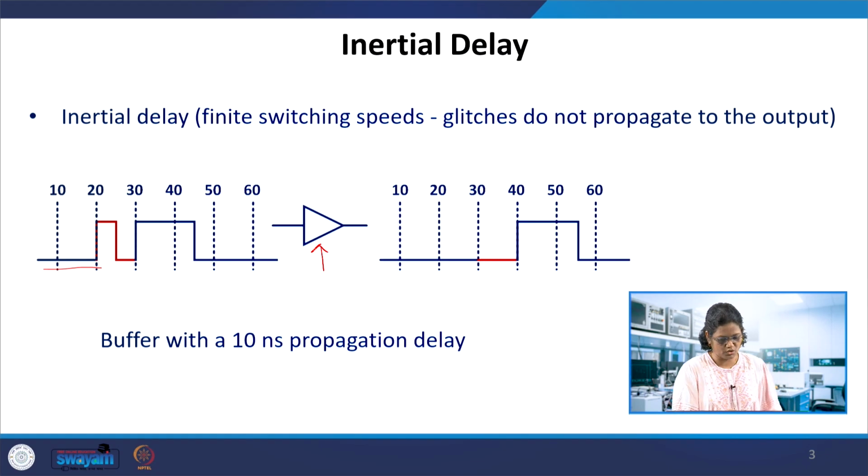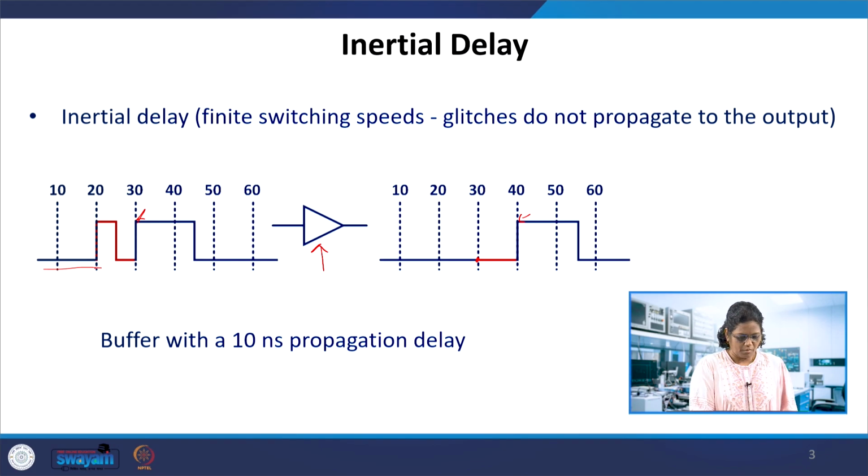This signal is given to the buffer which has 10 nanoseconds of delay. Obviously, what it should do is that every sample point should just be delayed by 10 nanoseconds. That is what is expected. If we model this as an inertial delay, the 20 becoming 1 is reflected here, whereas the change that occurred in between 20 and 30 you can consider as a glitch. That change would not be reflected here. So the 30 point is directly coming as 40.